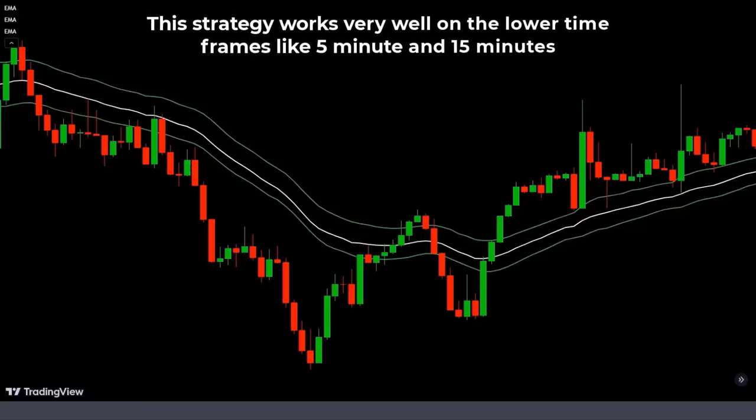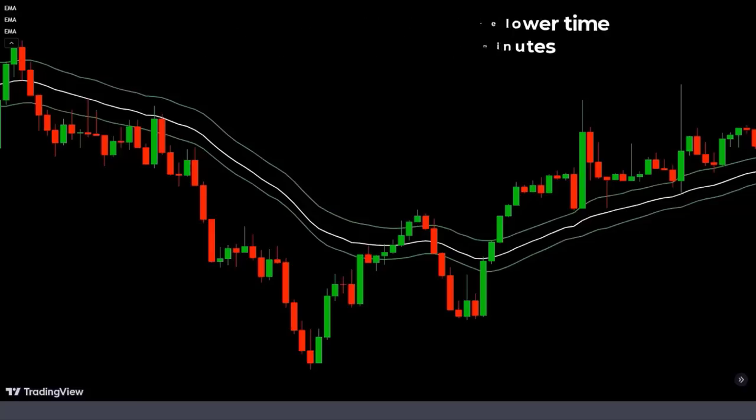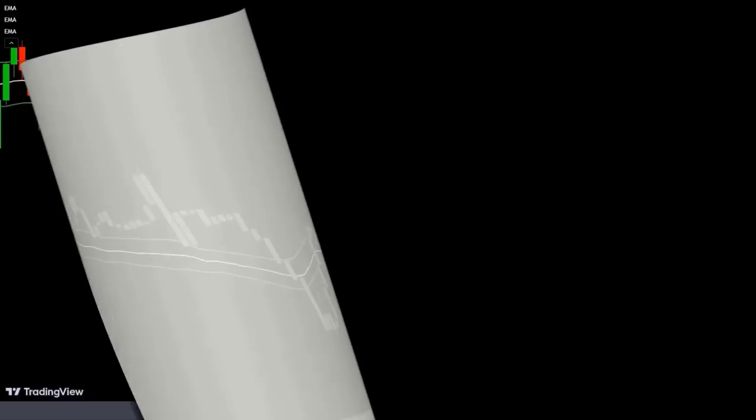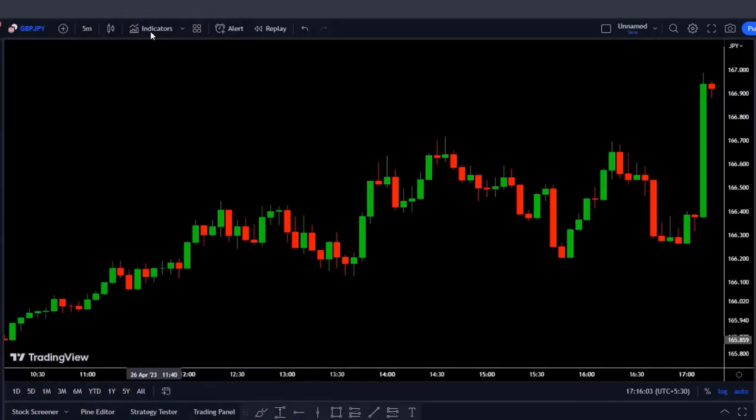This strategy works very well on the lower time frames like 5-minute and 15 minutes. If you are new to scalping and still learning about trading, this simple strategy is a good place to start because you will take the decision very quickly and hit buy and sell without thinking about fancy indicators. Now it's time to add indicators to our chart.